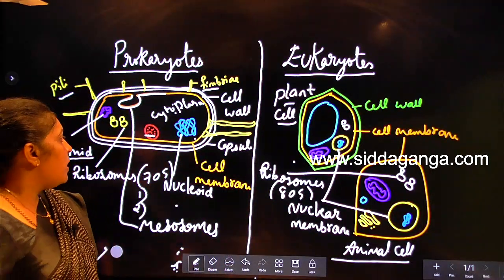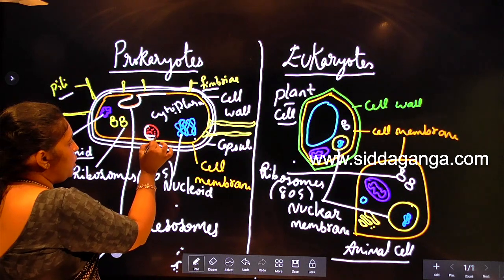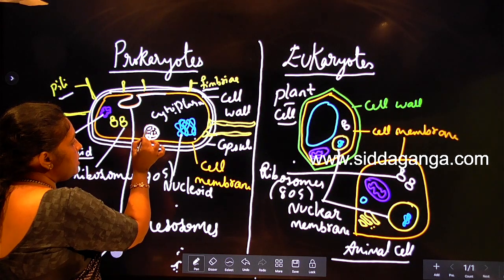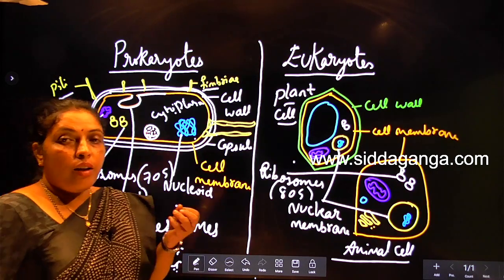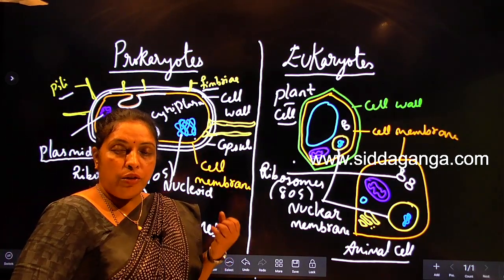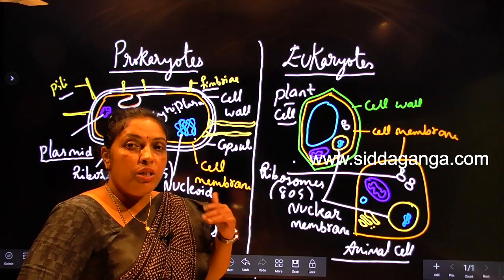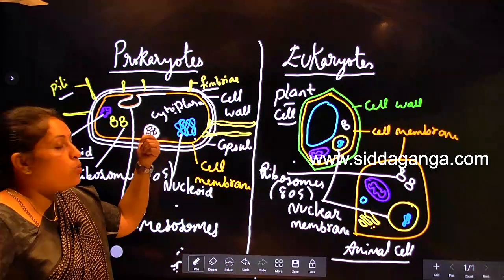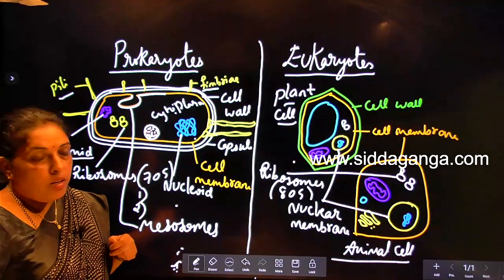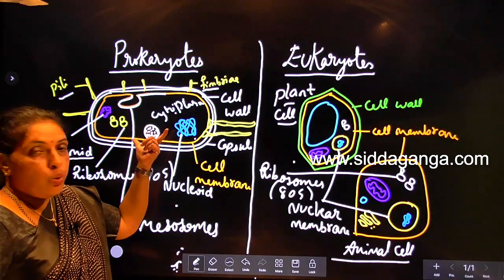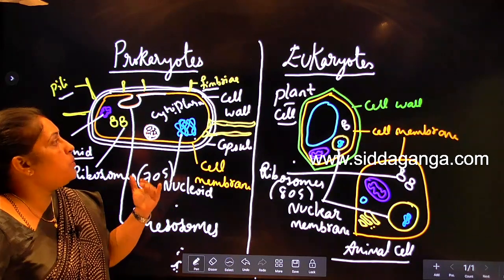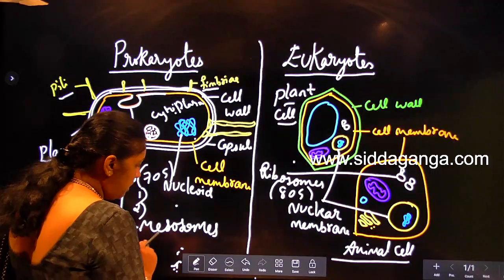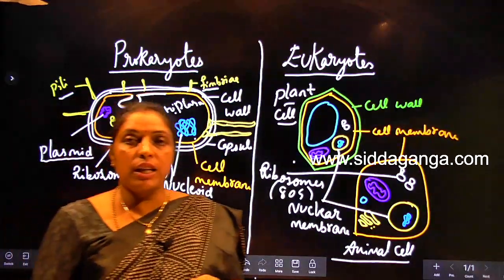Understood? Coming to inclusion bodies, this is a reserve food material. It stores glycogen and phosphate, which the prokaryotes utilize as stored food in the form of inclusions when they require energy. Understood? That's the difference between prokaryotes and eukaryotes. So now we'll go with the revision of this class.